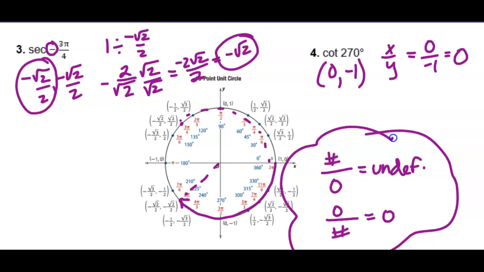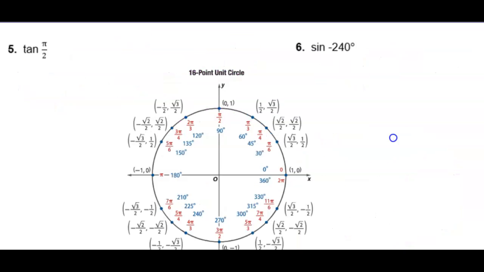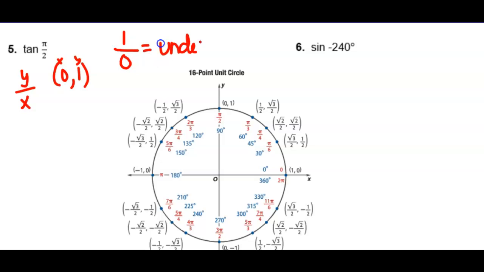Man, I get so frustrated when students get those backwards or wrong or whatever. Use your calculator if you have to. It'll give you an error if you try to divide by 0. All right, tangent at pi over 2. Tangent, remember, is y over x. Pi over 2 is here. The ordered pair is 0, 1. So the y value over the x value would be 1 over 0. This is y, this is x. And we just said division by 0 is undefined. Please literally write undefined, okay?